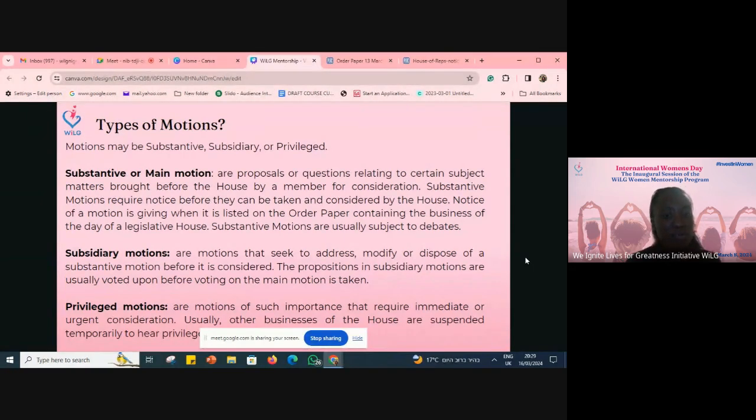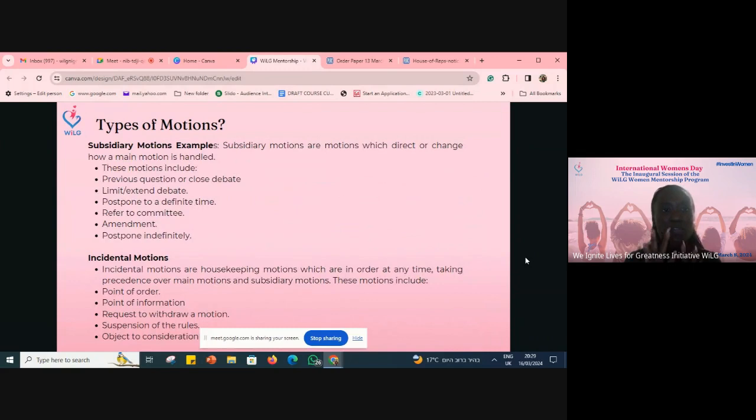So we also have privilege motions. These are motions that are so important that they need immediate consideration. And then sometimes you have to suspend the business of the House to be able to address those kind of issues. So I'll give a few examples of a subsidiary motion.